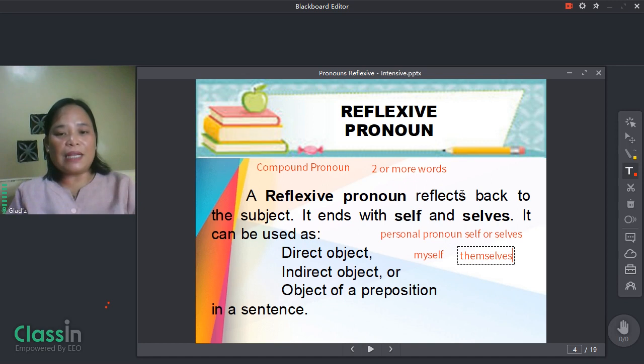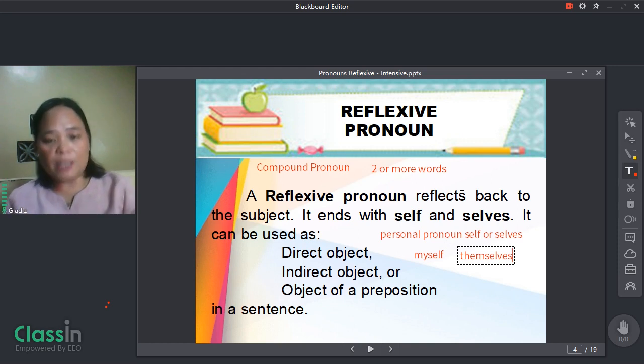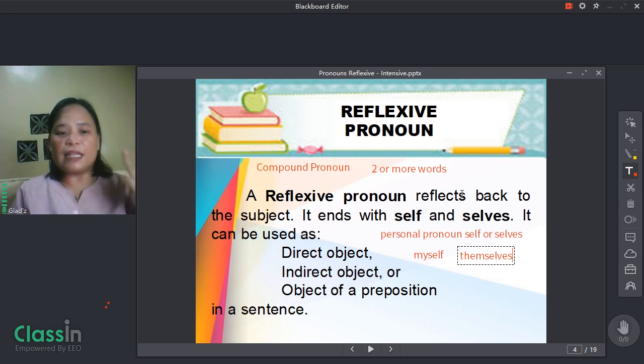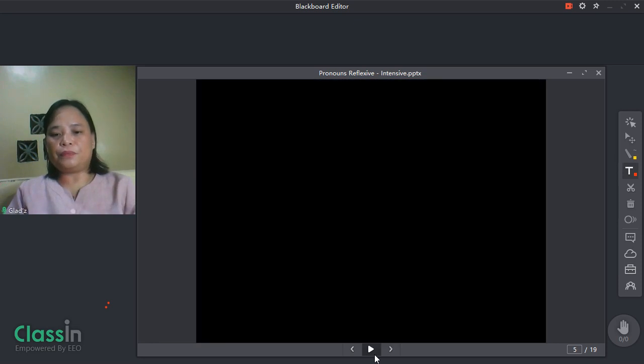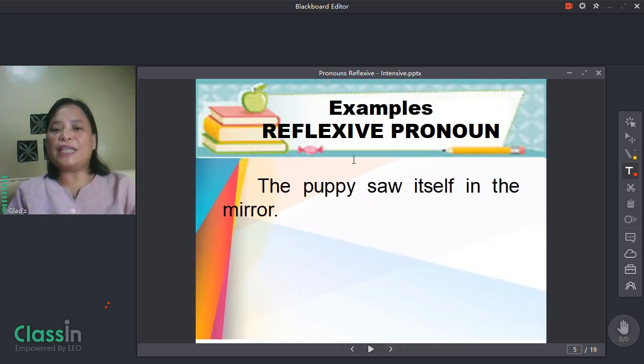Like what we heard, a reflexive pronoun reflects back to the subject and it ends with self and selves. Remember this, class: it can be used as a direct object, indirect object, and the object of a preposition in a sentence. So let us discuss it further. Look at the examples of a reflexive pronoun. We have here: The puppy saw itself in the mirror.